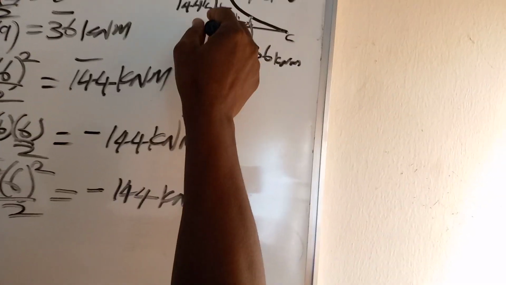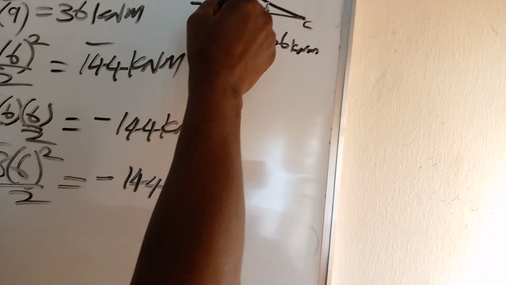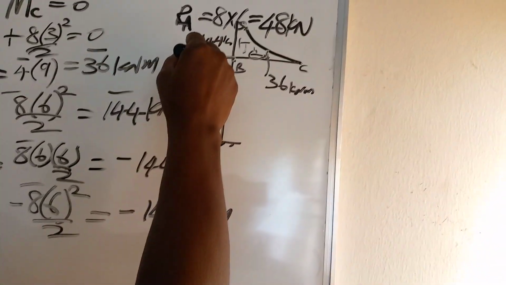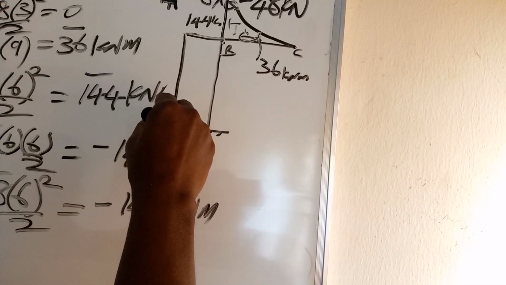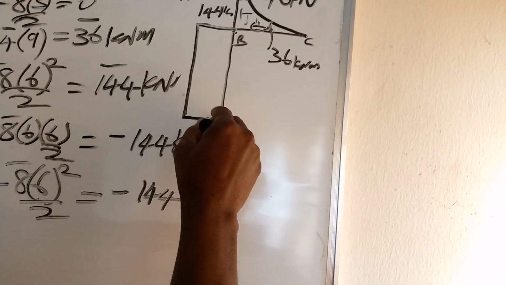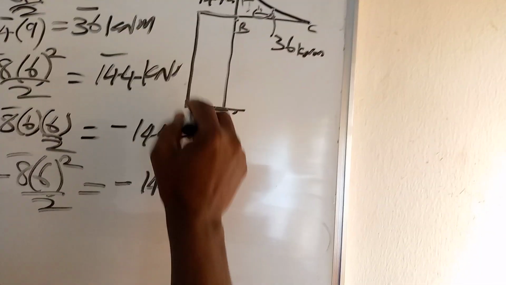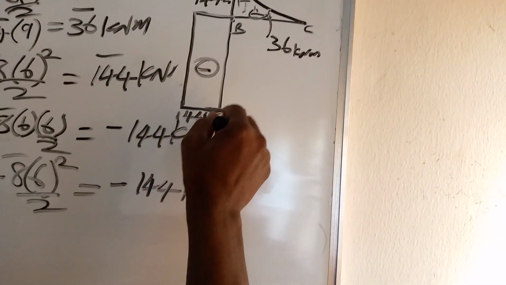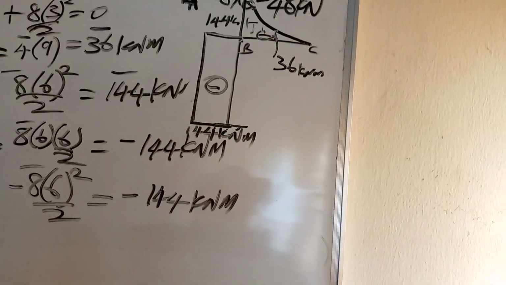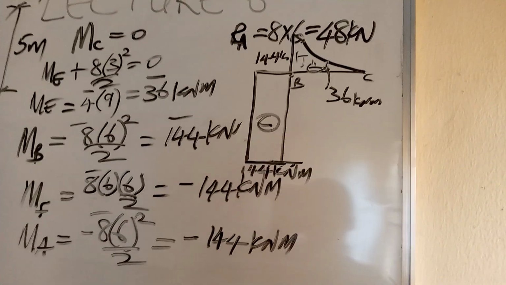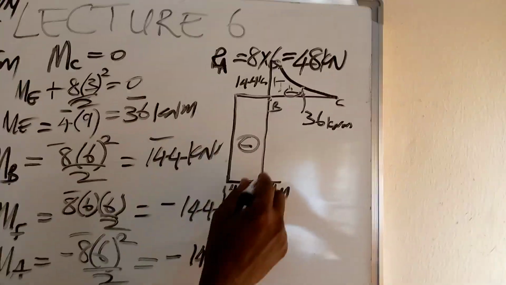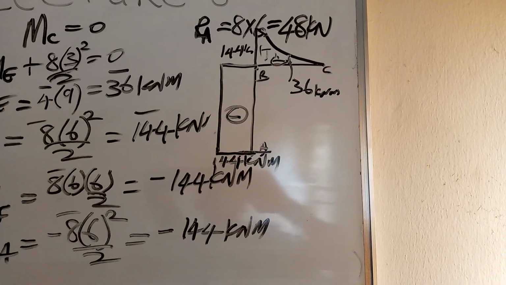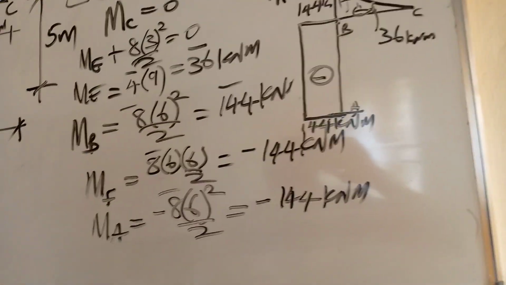From B now, it's the same thing as at B. Look at the diagram. Then it was uniform throughout. That's why this diagram became a rectangle. So 144 there is still 144 here. Negative is still 144 kilonewton meter. This is the bending moment diagram. That's how the bending moment diagram of that frame will appear.